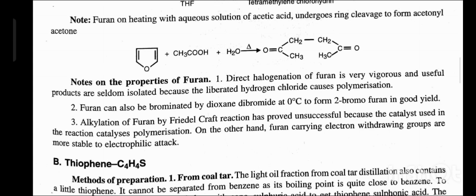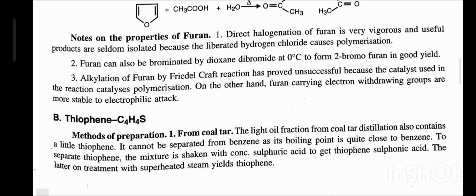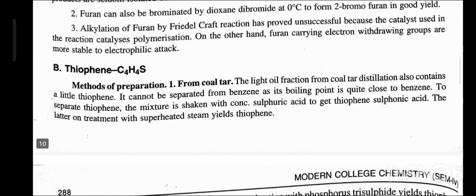Second, furan can also be brominated by dioxane dibromide at 0 degrees Celsius to form 2-bromofuran in good yield. Third, alkylation of furan by Friedel-Crafts reaction has proved unsuccessful because the catalyst used in the reaction catalyzes polymerization. On the other hand, furans carrying electron withdrawing groups are more stable to electrophilic attack.